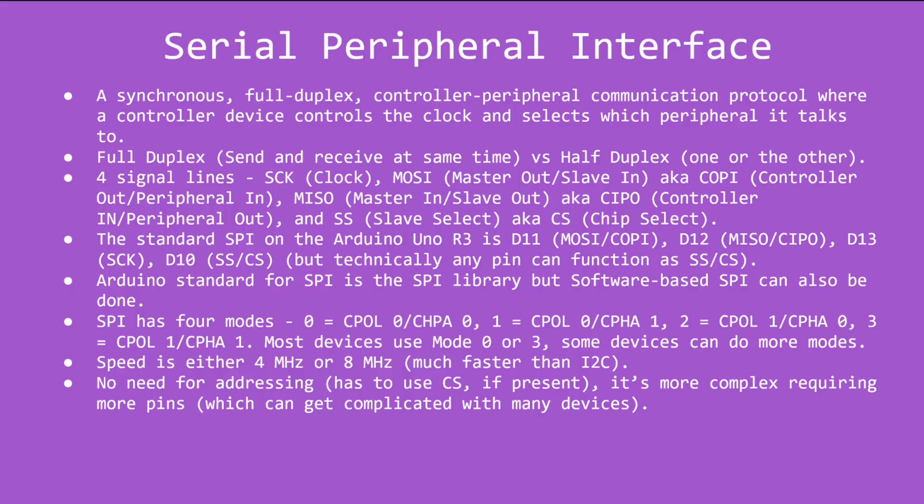Standard SPI on the Arduino Uno Rev 3 is D11, 12, 13, and 10. But technically, I think you can actually use other pins for the chip select. I've never done it, but if I'm not mistaken, it's possible. The standard library is the SPI library, but there's also a software-based SPI that you can do. It has four modes, and everything kind of has to support whatever mode. Basically, it affects clock polarity.